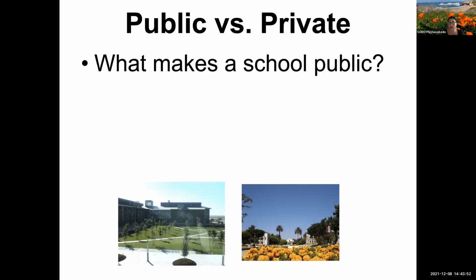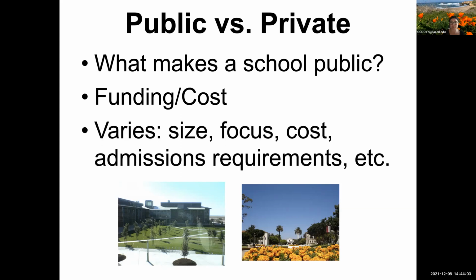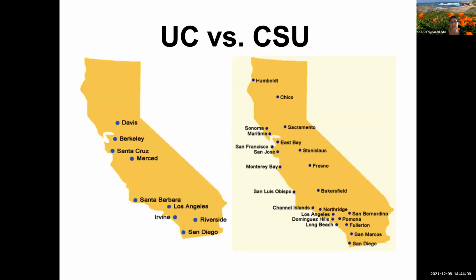On Monday, we also talked about public schools versus private schools in terms of universities. What makes a school public? Typically the funding and the cost of it. Different universities vary in size, their focus, their costs, admissions requirements, etc. We also talked about the different UC campuses and Cal State campuses. Here we have all the UC campuses. Here we have all the Cal State campuses. These are our public universities within California. These are the universities that we will use assist.org to see what the major lower division prep classes are.